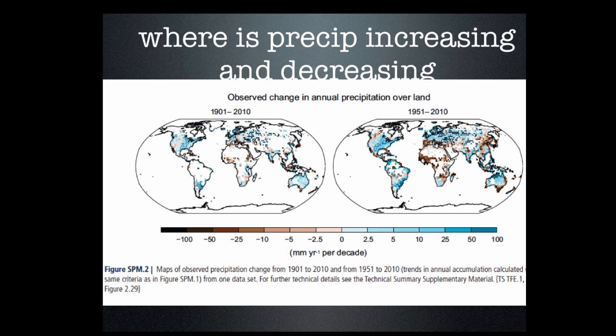Aside from intensity, just in general, where are we getting more precipitation and where are we getting less precipitation? On the left, you can see the trend from 1901 to 2010, so more than 100 years of data. We see that in the United States, for most of the U.S., with the exception of the Southwest, we had increasing precipitation amounts. The figure on the right is just showing the last 60 years, 1951 to 2010.